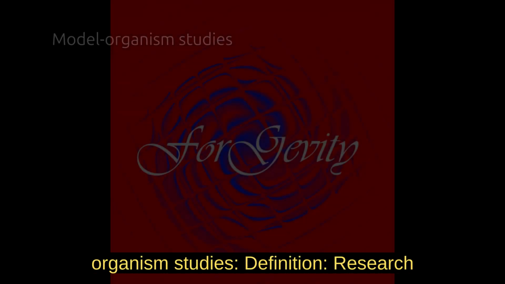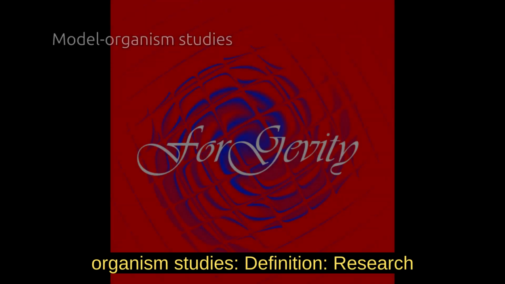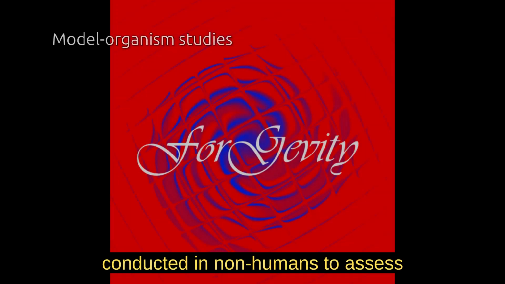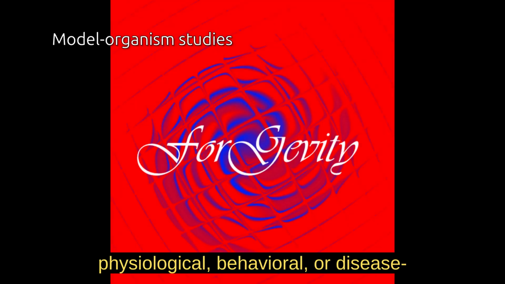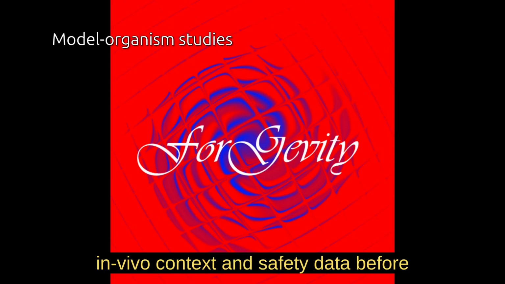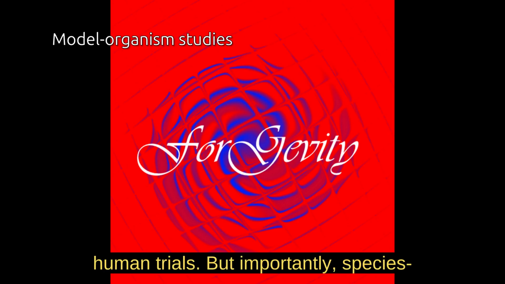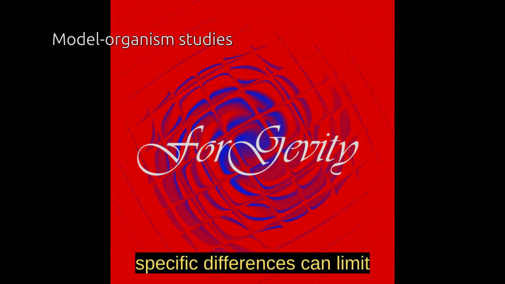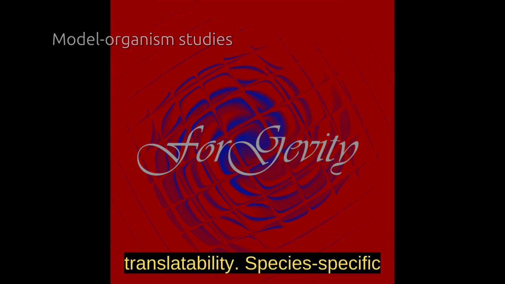Model organism studies. Definition: research conducted in non-humans to assess physiological, behavioral, or disease-related outcomes. Why it matters: provide in vivo context and safety data before human trials. But importantly, species-specific differences can limit translatability.